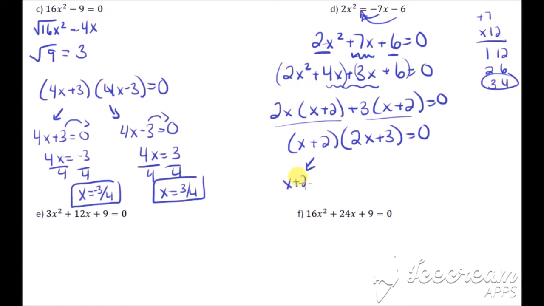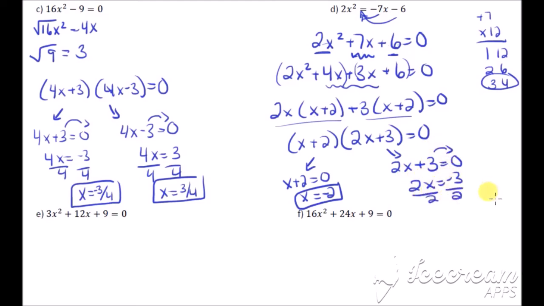x plus 2 equals 0, so bring it over, x equals negative 2. And this simplifies to 2x plus 3 equals 0. We bring that over, 2x equals negative 3, and then divide out. So I get x equals negative 3 over 2. I'll box that.